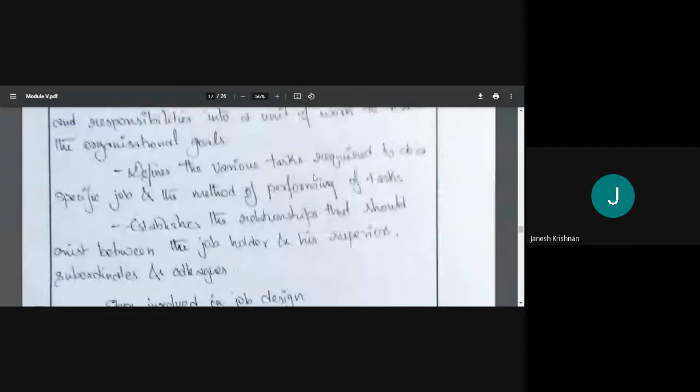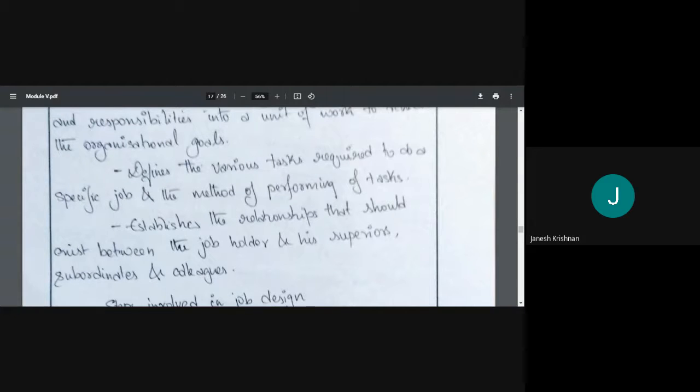The job design defines the various tasks required to do a job and the method of performing the task. See, what you have to understand here is we are not only defining what all the tasks are, but we are also defining the method. Defining the method of performing the task is also done here, right? So we are not only defining the tasks, duties, and responsibilities, but also how it is to be done.